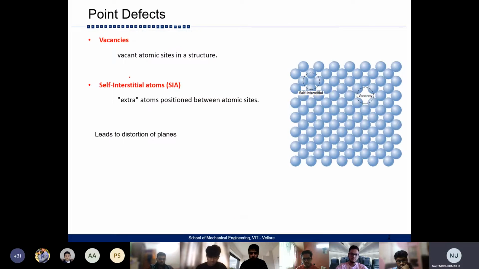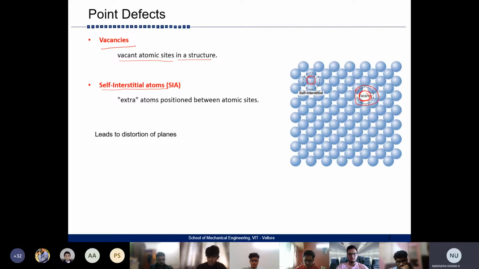Point defects. The first one is vacancies. A vacancy is nothing but a vacant atomic site in a structure. In this diagram, this atom is not there. This is a missing atom, and this region is a vacancy defect. The vacancy is created when the atom is not there, but the atom has to go somewhere else. Maybe it goes to some other place and sits in an interstitial position. Then it is a self-interstitial atom.